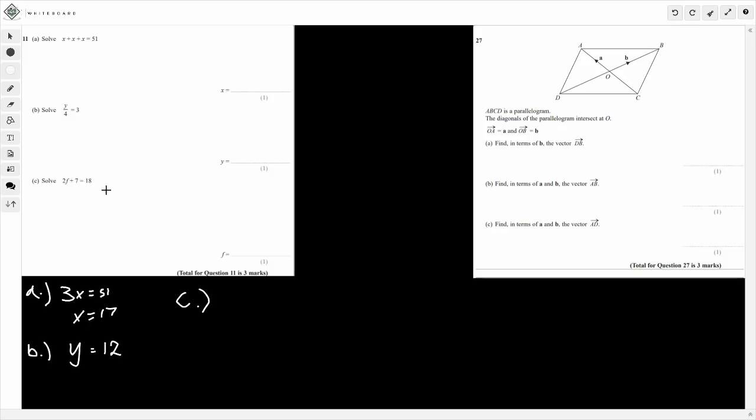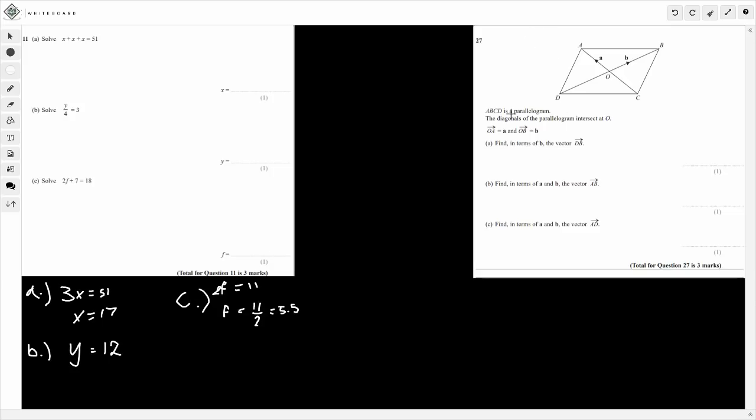And then part C, 2f plus 7 is equal to 18. So remember, we've got to get rid of this 7 first before we do anything. So because this is plus 7, we do the opposite, we subtract 7. So 2f is equal to 18 minus 7, so that's going to be 11. And then f is just going to be a fraction here. So f is going to be 11 divided by 2. Remember, because this is 2 times f, we do the opposite, so we divide. So f is 11 divided by 2, which is the same as 5.5. Both answers are acceptable, whichever you're happy with. So that's 3 marks again.